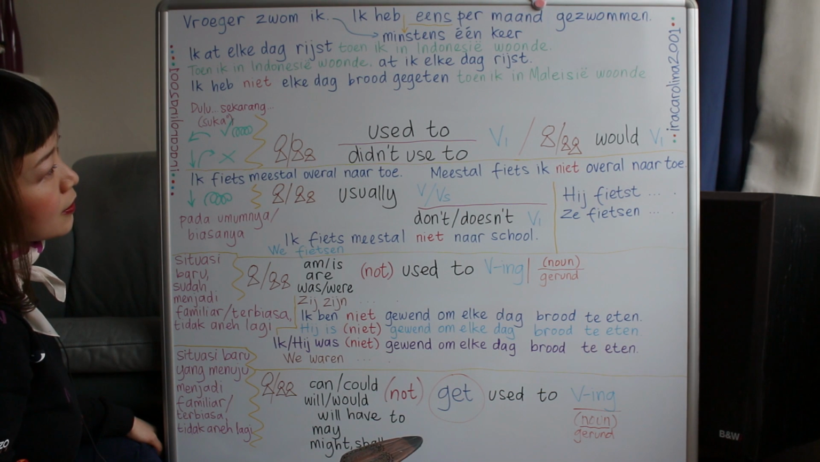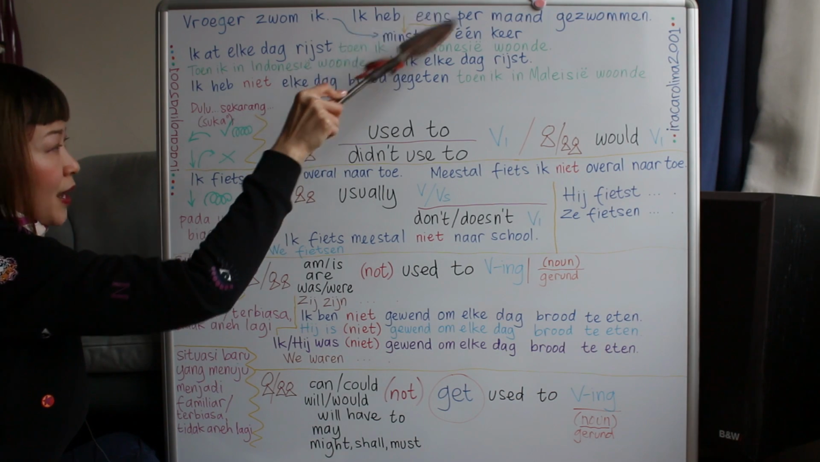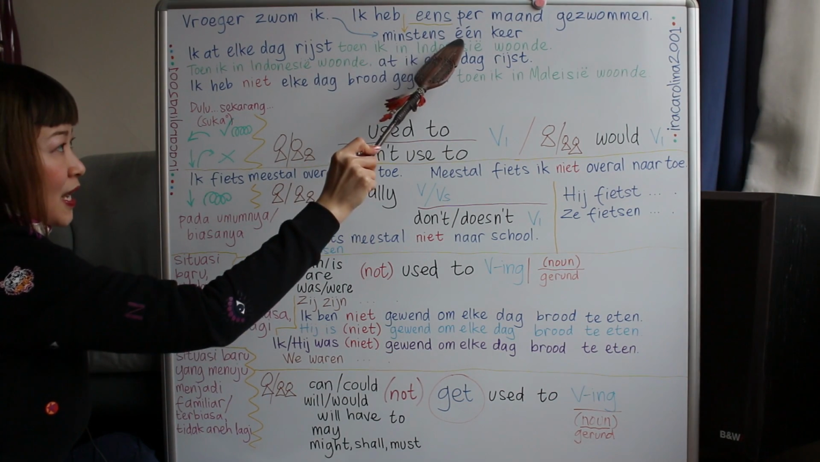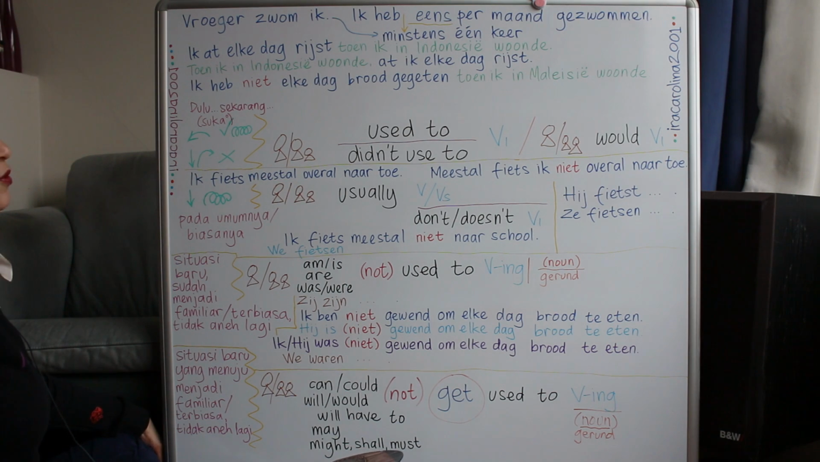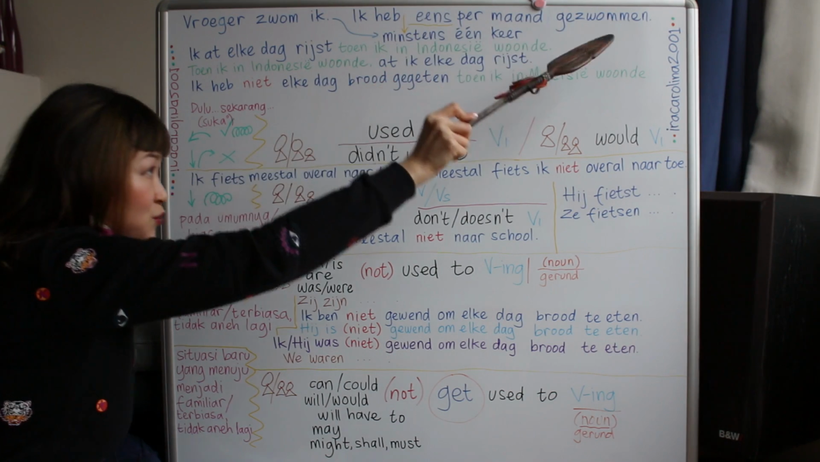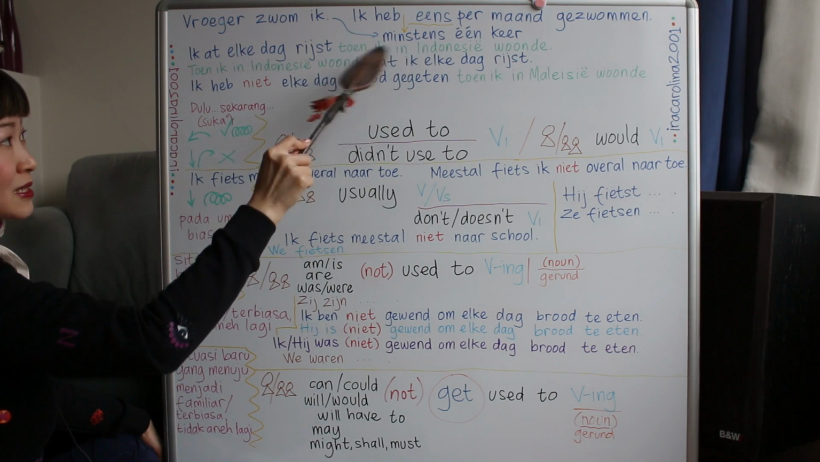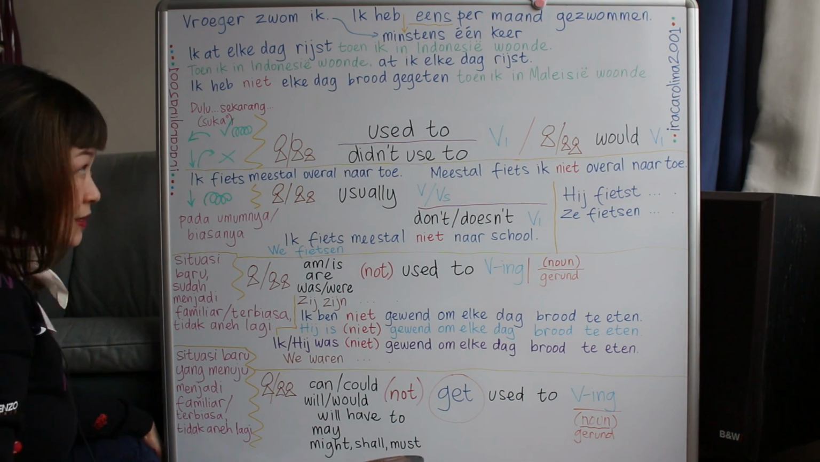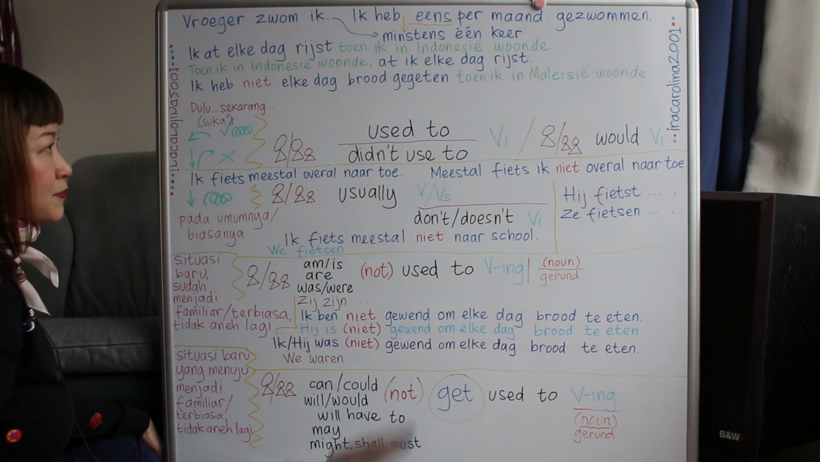And you can replace this eens or once with minstens één keer, at least one time. So you can say it with ik heb eens per maand gezwommen, or ik heb minstens één keer per maand gezwommen. Yeah, replace this one to make it at least one time.